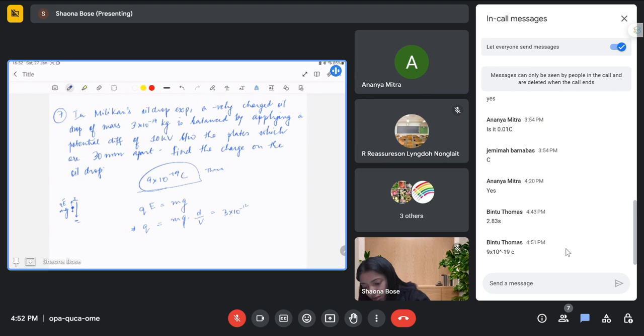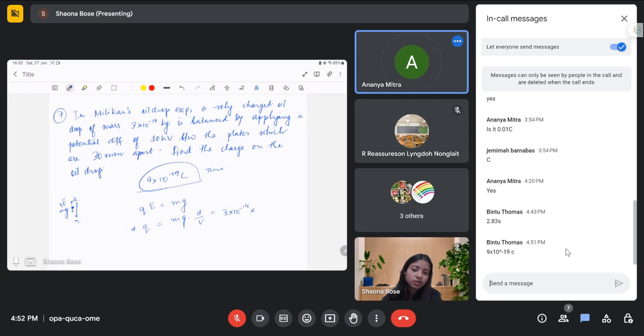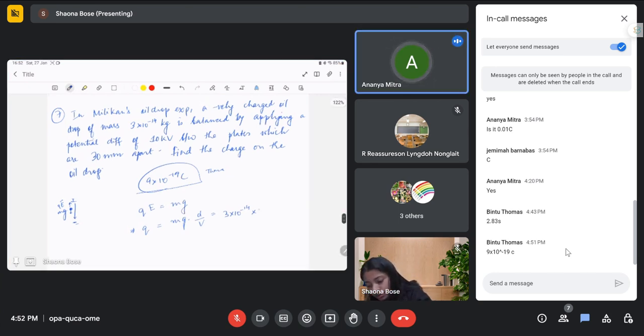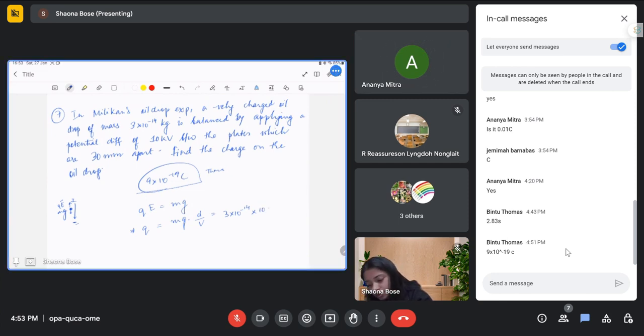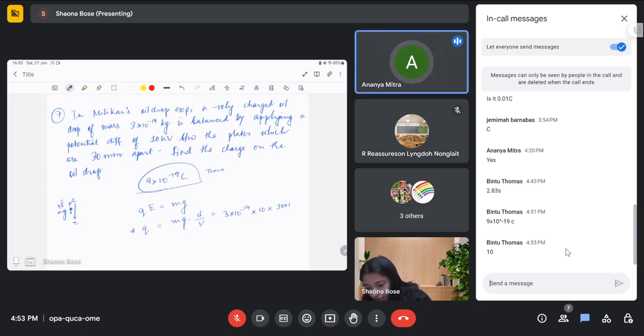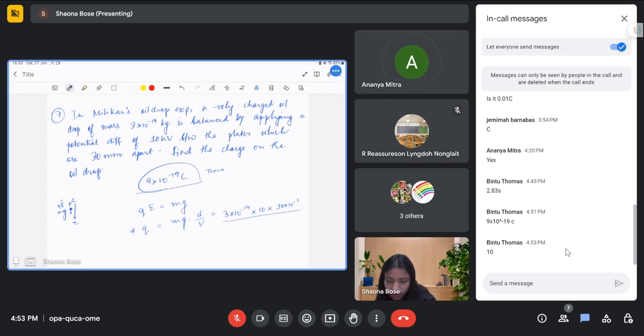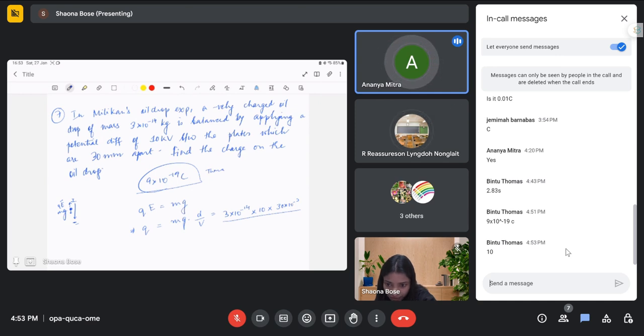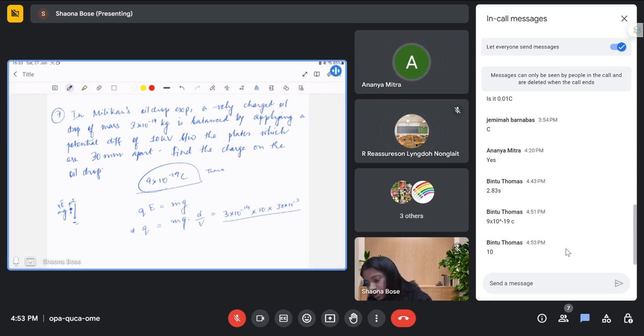So you have your mass of 3 into 10 raised to the power minus 14. G, how much did you take, Thomas? 10. Okay, let us go with 10. d is 30 millimeter. Convert into meter, 30 into 10 to the power minus 3 meter. Sorry, yes, minus 3.